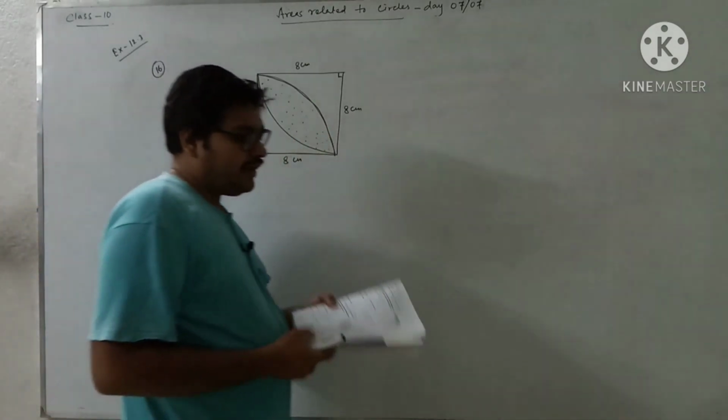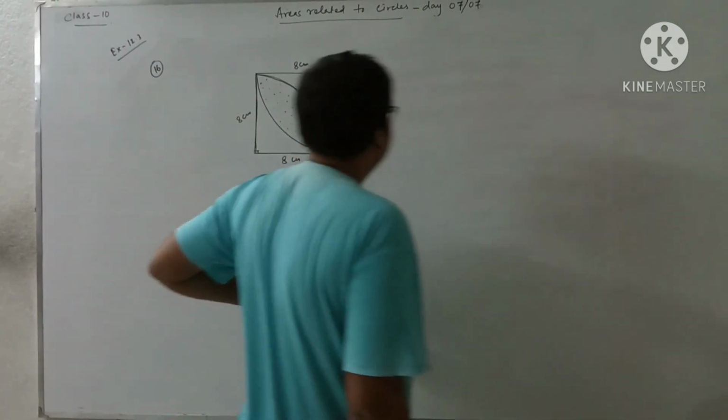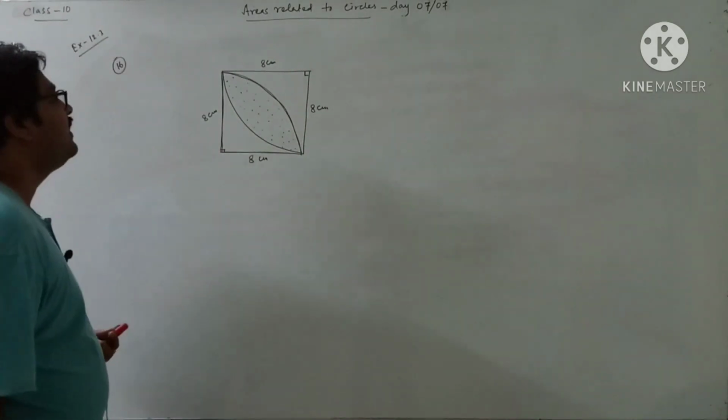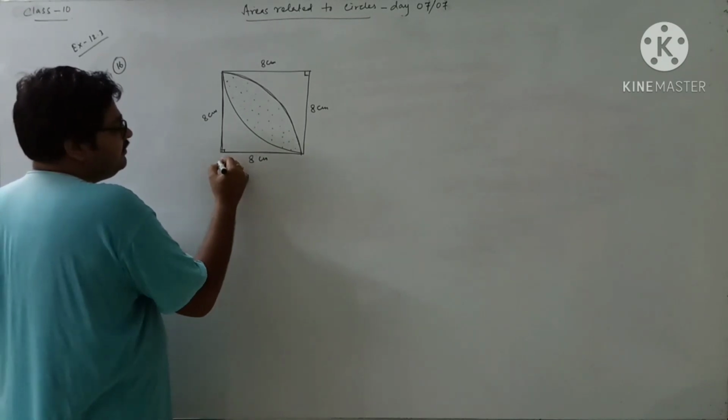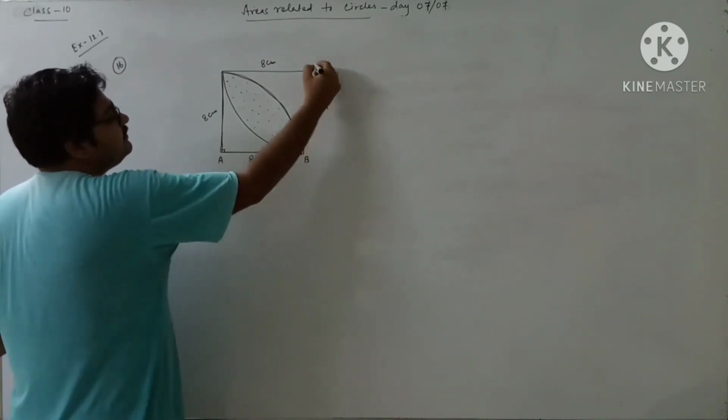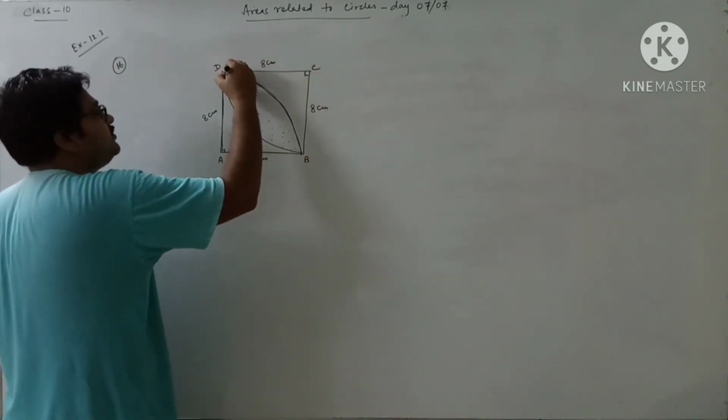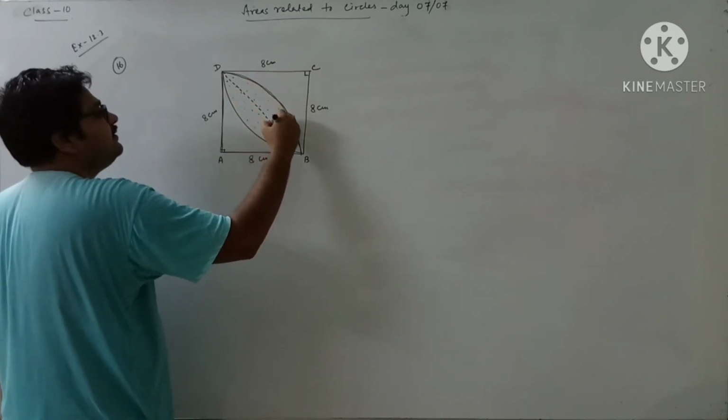So how can I find out the area of the shaded region? Let's see. I am naming the square ABCD, and we are joining B and D.